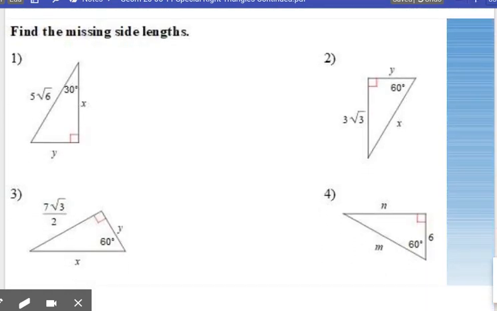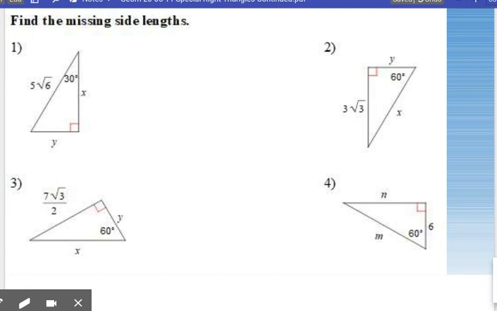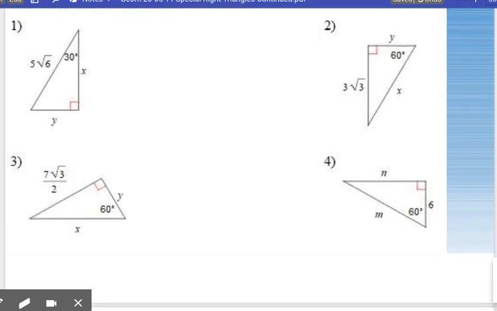All right. Now, this is essentially the homework assignment because there's no extra PDF. I want you to pause the video and complete these 4 problems.